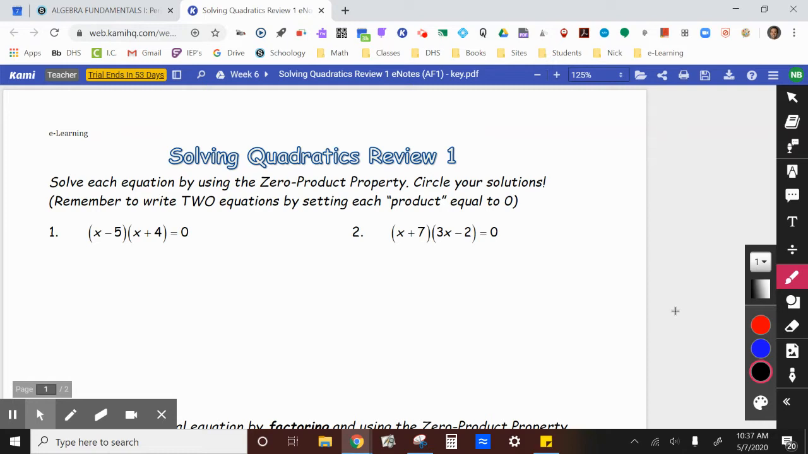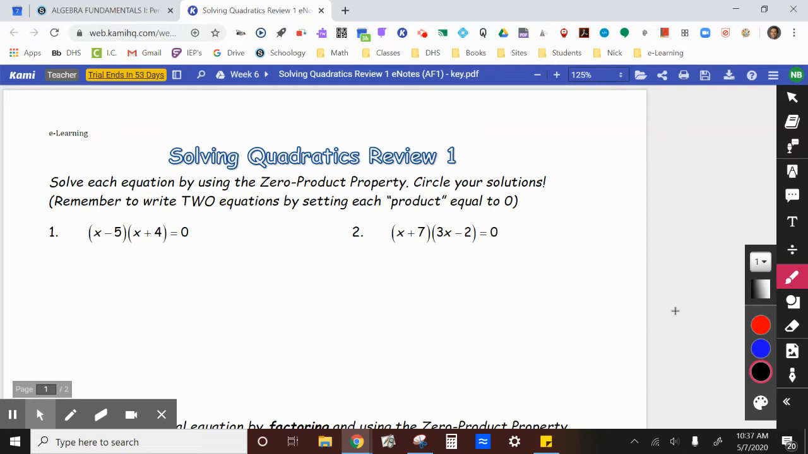Today we're just going to review all the lessons that we learned this week. This is Solving Quadratics Review 1. After this short review, you will practice using the quizzes to recap everything that we've done this week.